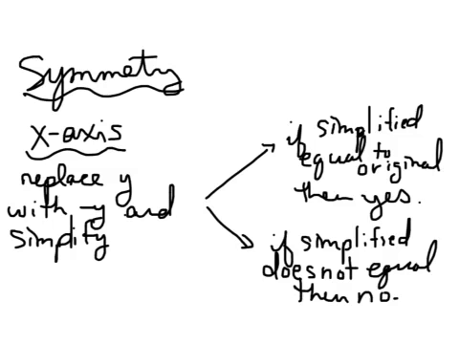Okay, and that type of thing is going to be exactly the same for all three of the different types, but with x-axis you're replacing the y with negative y and simplifying it, and then you have to do the same thing with the x and everything else.